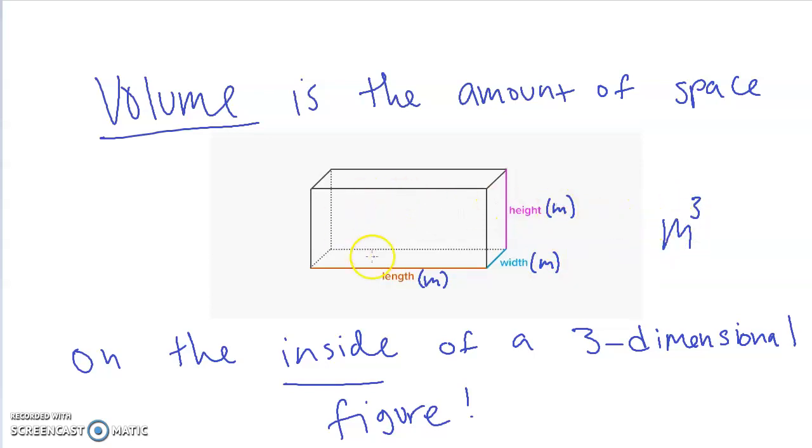Now, the volume is all the stuff on the inside. So think about the room that you're in right now. The room that you're in has volume. It not only has a floor that you can walk on, but it has a certain height that you can stand up and actually move around in the room. So any figure that has three dimensions, that means that it has volume.